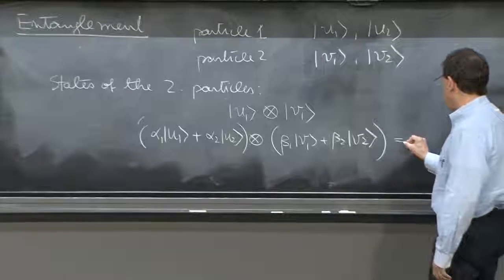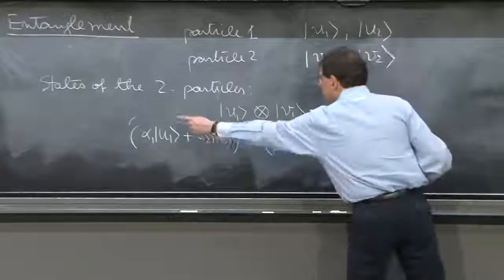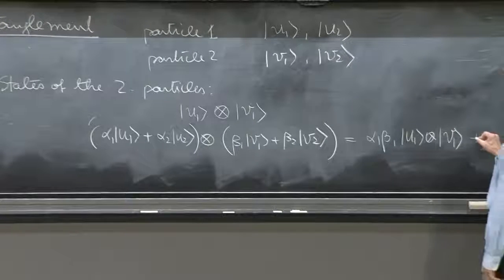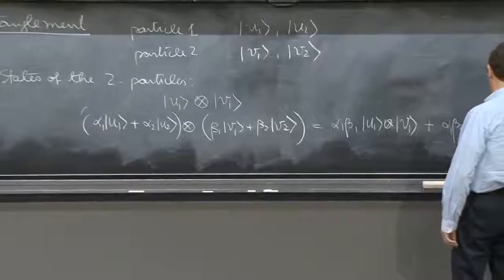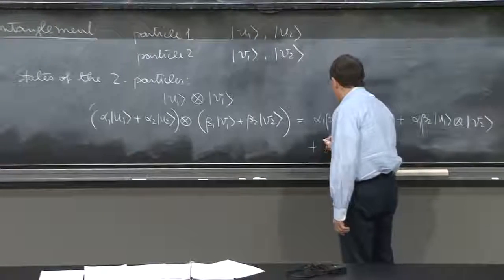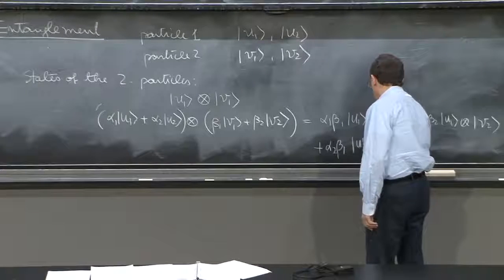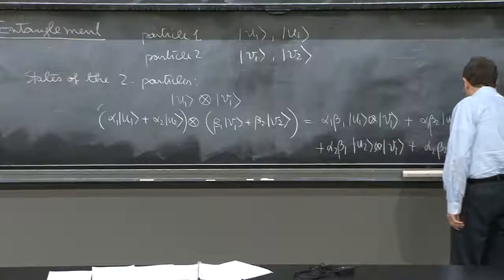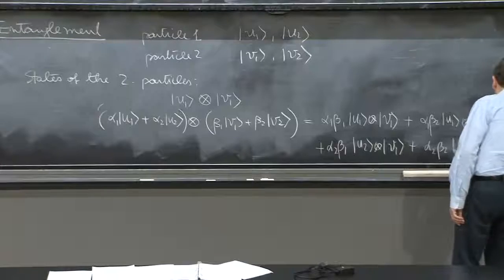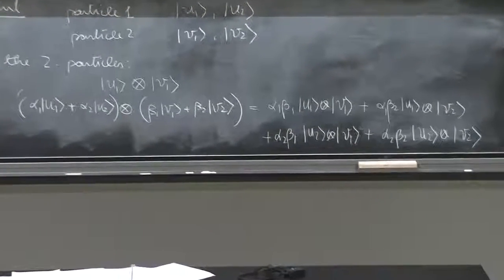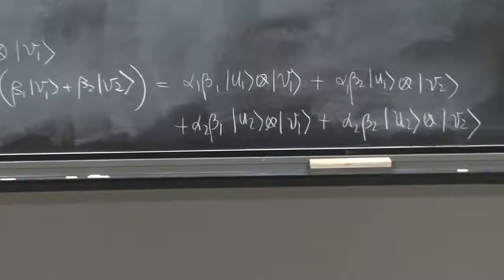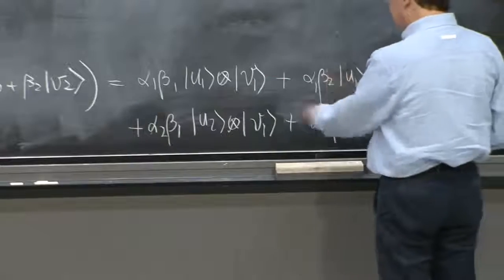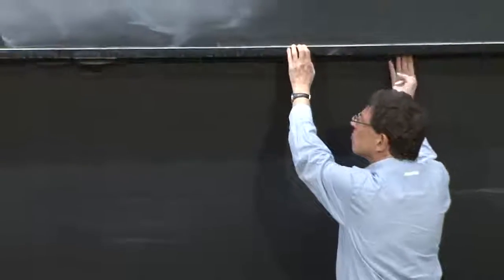So you just distribute. So you have alpha 1 beta 1, the number goes out, U1 V1, that's the first factor, plus alpha 1 beta 2 U1 V2, plus alpha 2 beta 1 U2 V1, plus alpha 2 beta 2 U2 V2. I think I got it right. Let me know. I just multiplied and got the numbers out. The numbers can be moved out across this product. Okay, so that's a state, and that's a superposition of states.